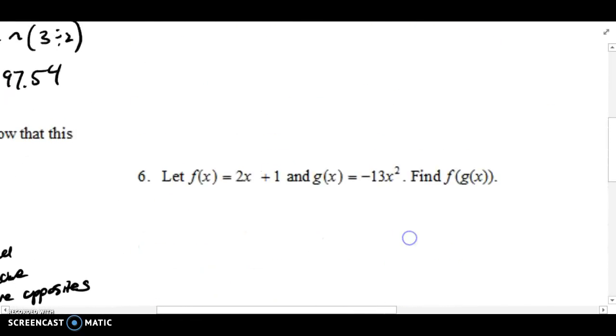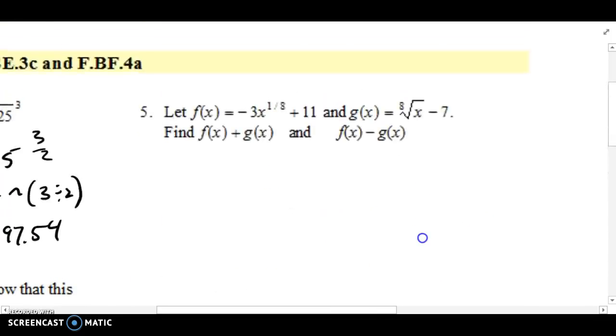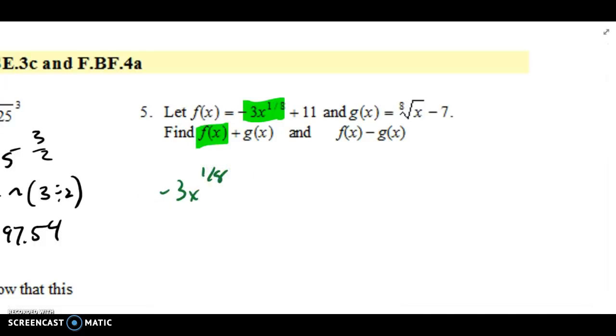Okay, let's go to the next one. It's actually a little faster now. So we're going to do adding and subtracting. So f of x is that. So we have negative 3x to the 1/8, and then we're going to add g of x. Let's use blue. And g of x is 1/8 root of x minus 7.